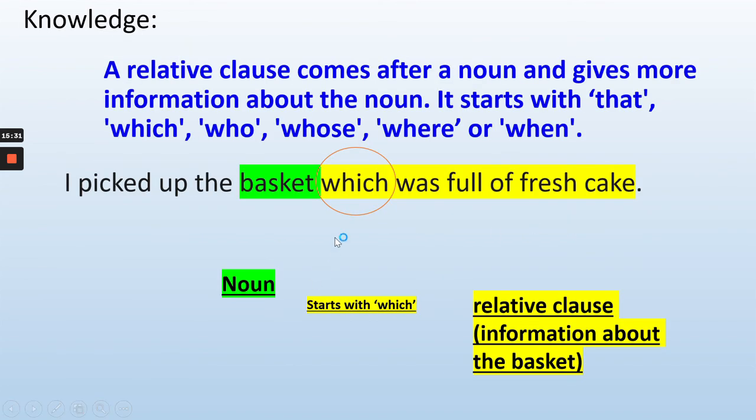I picked up the basket which was full of fresh cake. The relative clause comes after the noun. Basket is the noun. So this, which was full of fresh cake, is the relative clause. It starts with one of these words, that, which, who, whose, where, or when. Which one of those words is this relative clause starting with? Yes, which. So this is the relative clause telling more information about the basket.